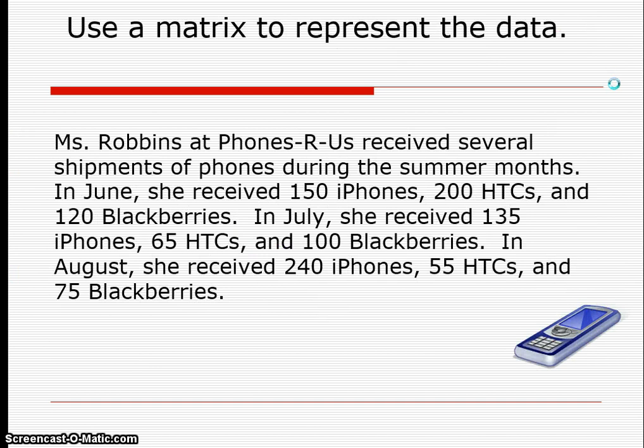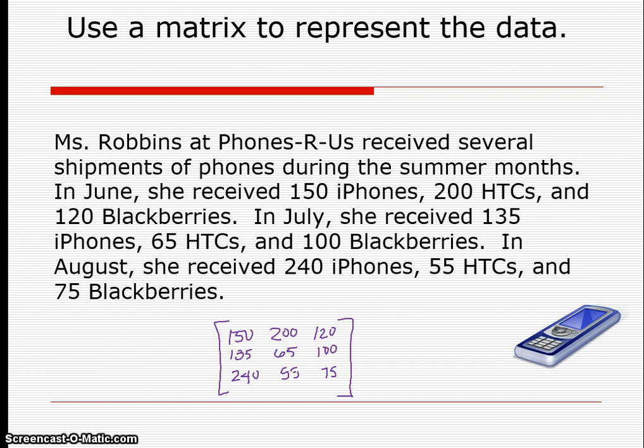You're going to use a matrix in this particular instance and some other instances to represent data. So go ahead and pause this and try to create your own matrix. Okay, your matrix should look something like this. At the very least, it should be a 3 by 3 matrix.